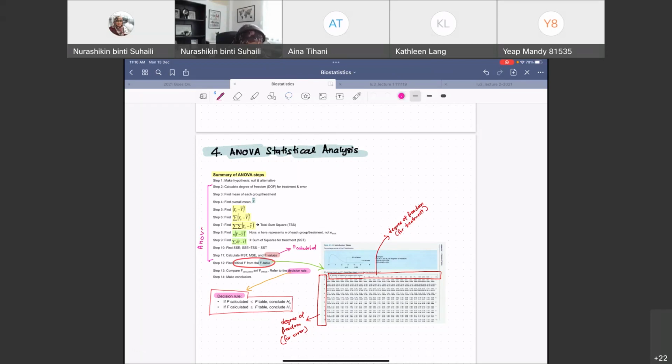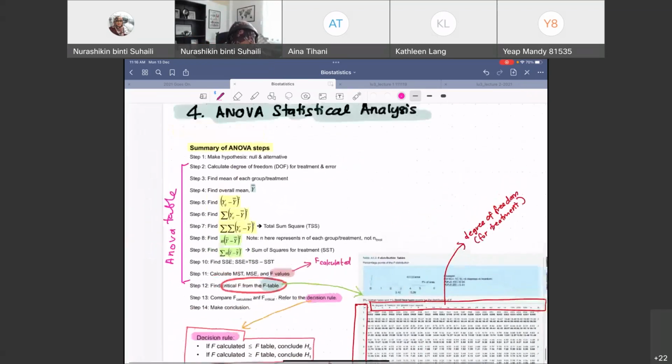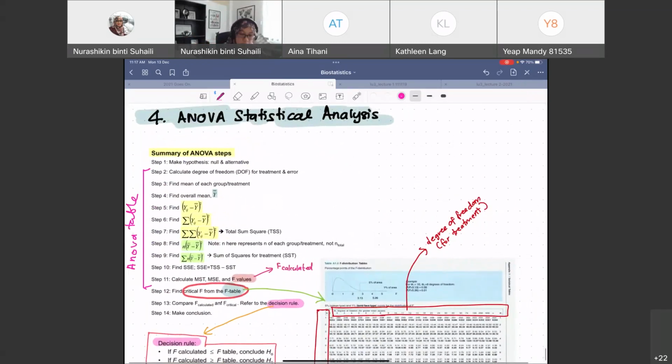Okay, ANOVA table. These are the steps that you need to perform in order to do the analysis and at the same time to produce that ANOVA table. The ANOVA table is part of the steps. So let's have a look at the steps. For any test in statistics, there are several steps that you have to undergo.